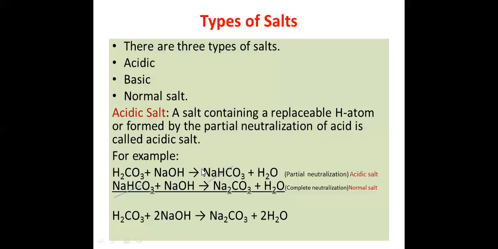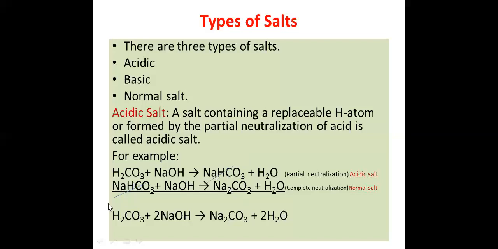The complete neutralization of this acidic salt in the second step will give us sodium carbonate. Now there is no replaceable hydrogen in this sodium carbonate. So this salt is called normal salt and the reaction is called complete neutralization reaction. If we add these two reactions by cutting out the same terms, we will get carbonic acid, two sodium hydroxide molecules, sodium carbonate and water.